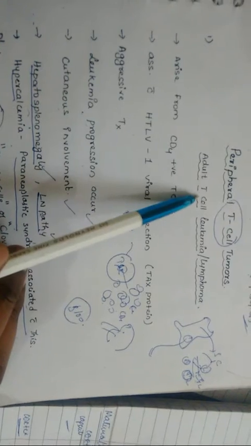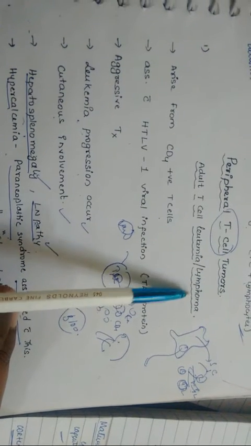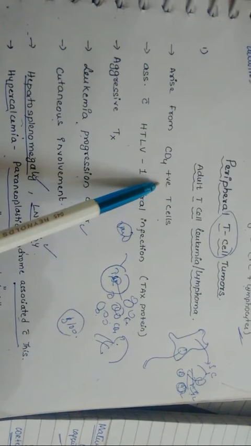I repeat once again, we started speaking about the T cells, and in that we started speaking of the adult T cells. Why is it adult T cell? Because it has matured enough. CD4 has matured enough now. That is the reason it's adult T cell. It may go into the blood, known as leukemia. It can be only in the lymph node, known as lymphoma. It arises from the CD4 positive T cells.